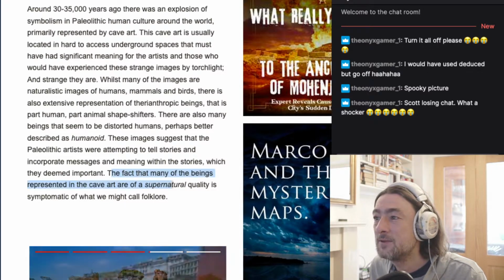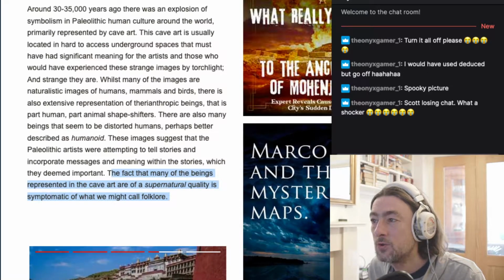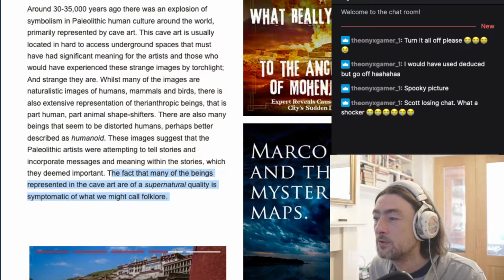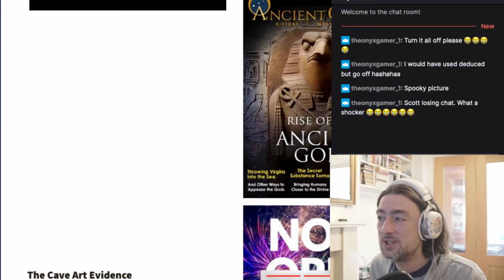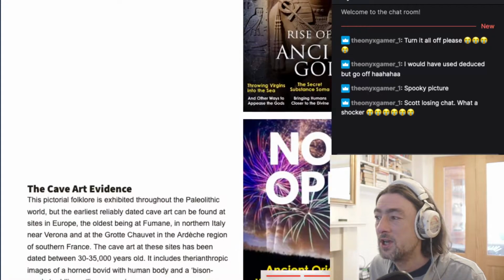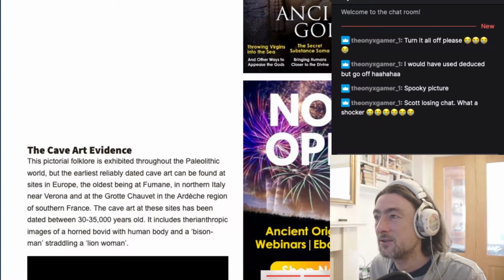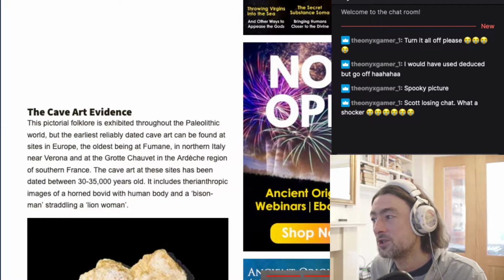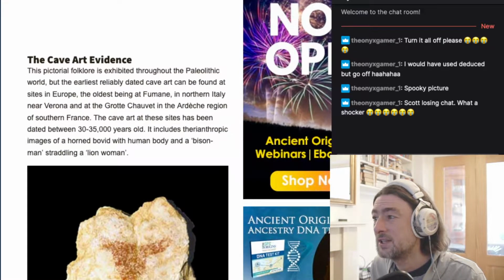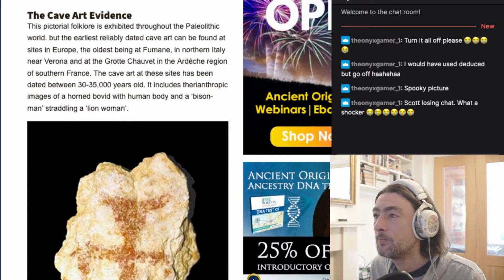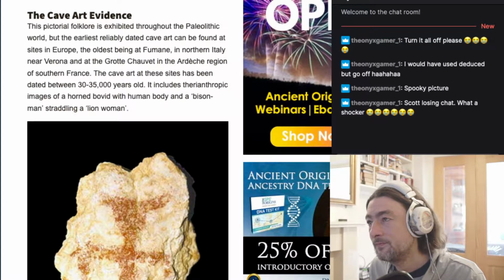The fact is, many of the beings represented in the cave art have a supernatural quality, symptomatic of what we might call folklore. Okay. It feels to me like this page is just trying to write all the different words that will come up in tags so that it'll come up first on YouTube searches, Google searches, Ecosia searches, and then sell you all this other crap from their adverts. It doesn't feel like a real, substantial website, but let's carry on.